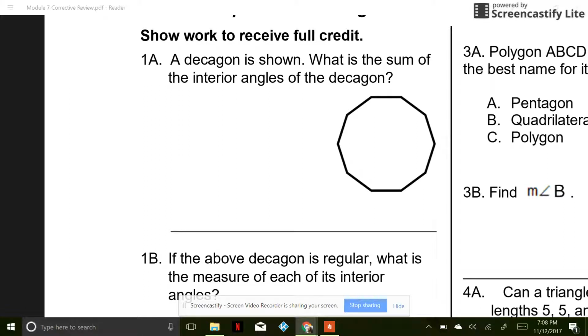So we're going to work through this Module 7 corrective review. The first problem is a decagon is shown. What is the sum of the interior angles of the decagon? A decagon has 10 sides.